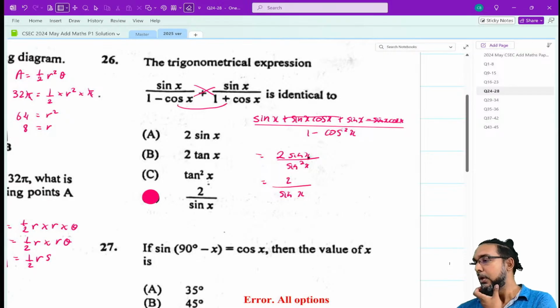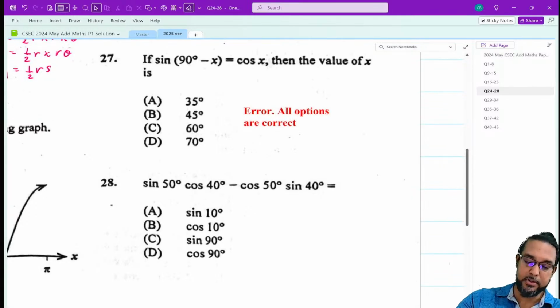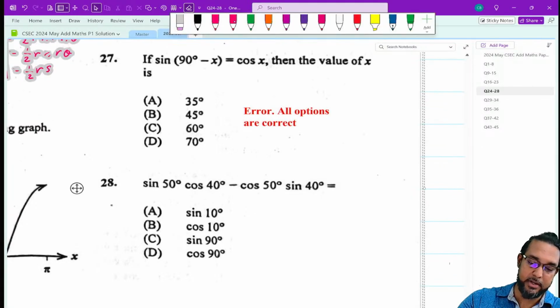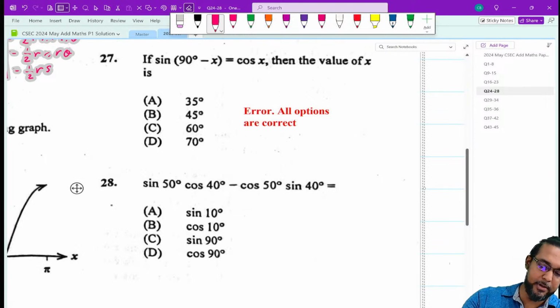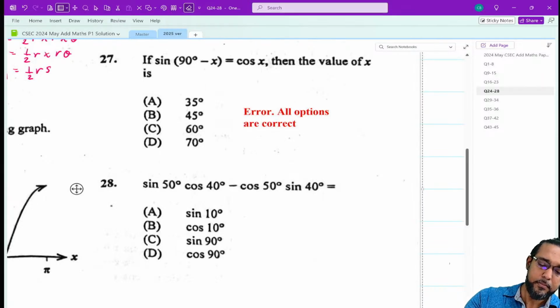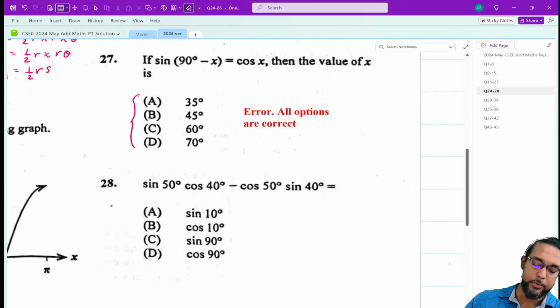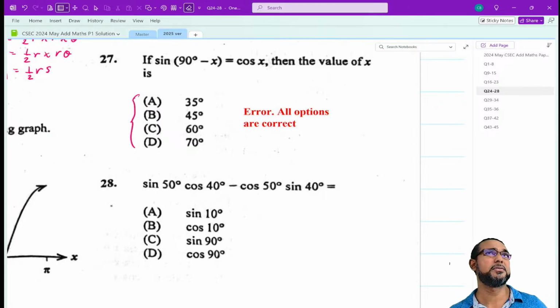Alright, cool. Zayden, May 2024, this is last year's paper 1. If sine of 90 minus x equals cos x, the value of x is, well, anything between 0 and 90. So yeah, all of them are correct. There was another question where the 35 was the answer. So yeah, I think they wanted to switch this. What was it? Was it 16 minus x or something?